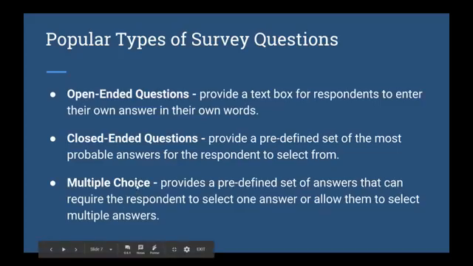Next up are closed-ended questions. This is where you would provide a predefined set of the most probable answers for the respondent to select from. Next would be multiple choice questions. This is where you give them a set of answers that they can select one or multiple answers from.